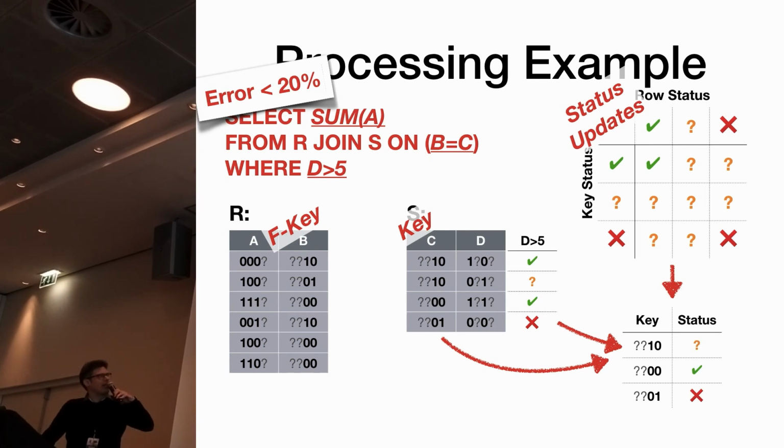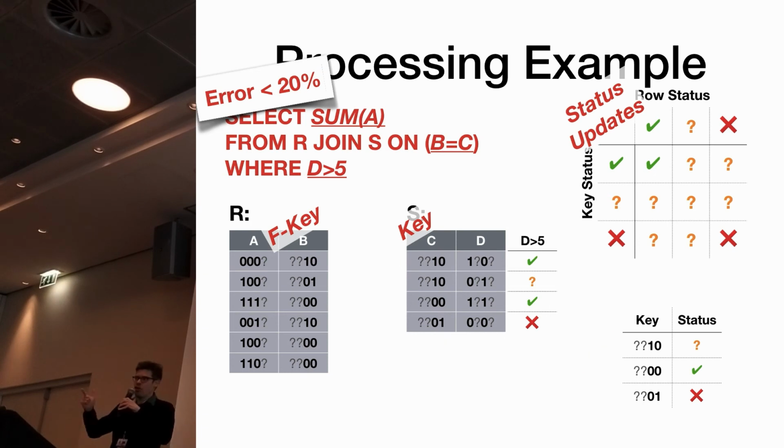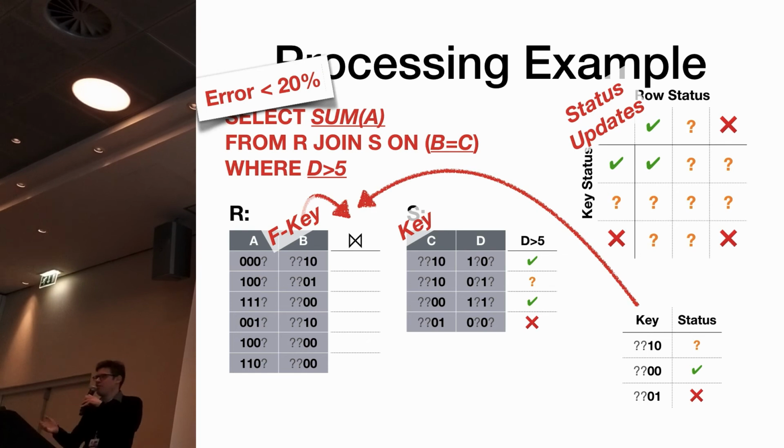The next step is that we look at the rows of R, and again we associate each row of R with a status value, indicating whether that row possibly or certainly joins with a row in S. For that we use the previously generated hash table. And this is the result.